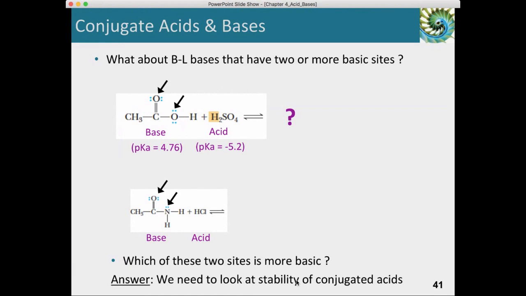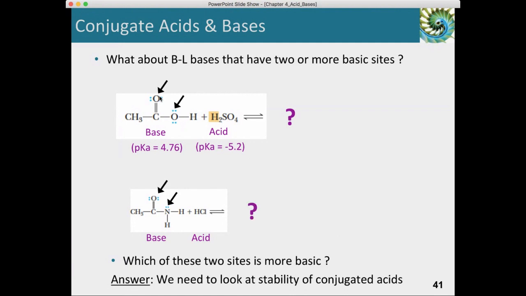Remember once again, if you compare molecules in terms of acidity, the more acidic is the one leading to the more stable conjugate base. If you compare two molecules in terms of basicity, the more basic will be the one with the more stable conjugate acid. It's the same reasoning. In this particular example, it's just one molecule with two basic sites. Which one is the more basic? The one leading to the more stable conjugate acid.